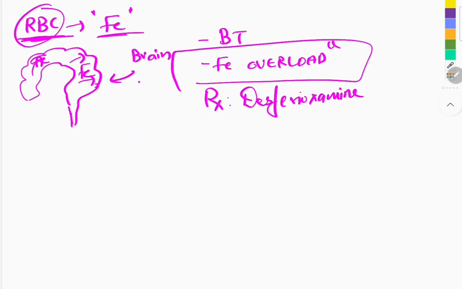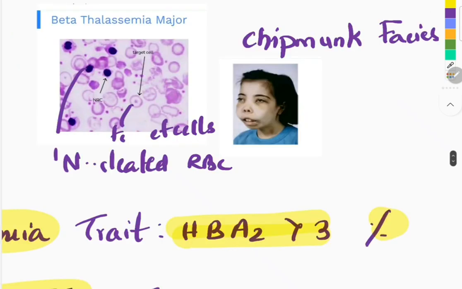It is desferrioxamine. Now remember, in beta thalassemia you get to see target cells. So they can give you the peripheral smear, and can you see, it looks like a target. Can you see the cell? Okay, target cell. Also, can you see that these are cells which are having a nucleus? Normally RBCs don't have a nucleus, so nucleated RBCs can also be seen. And where are these two cells seen, guys? That is seen in beta thalassemia major. In beta thalassemia major you get to see target cells and nucleated RBCs.